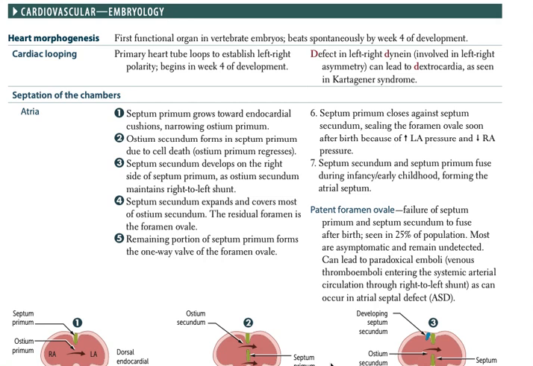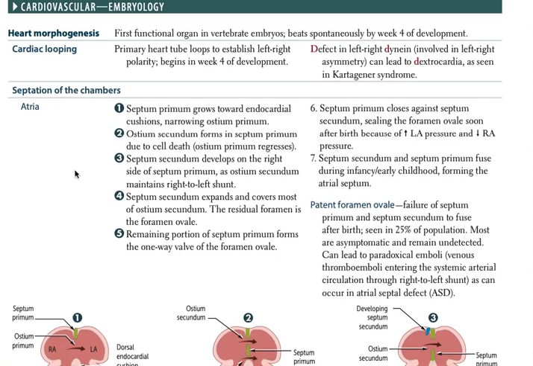Heart morphogenesis. The heart is the first functional organ in vertebrate embryos, which beats spontaneously by week 4 of development. Cardiac looping is when the primary heart tube loops to establish left-right polarity, which begins in week 4 of development. A defect in the left-right dynein, which is involved in left-right asymmetry, can lead to dextrocardia, as seen in Kartagener syndrome. Next, septation of the chambers.